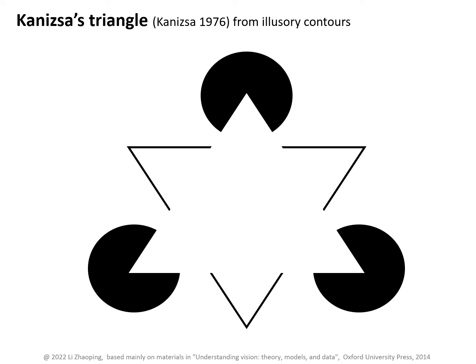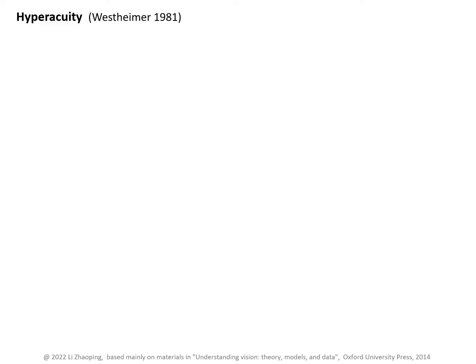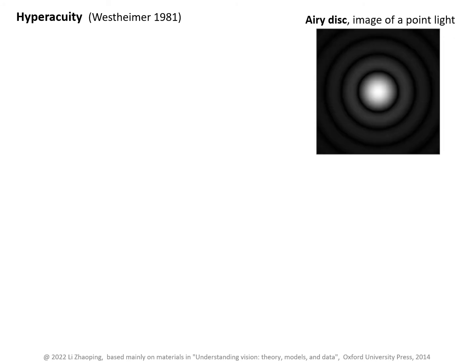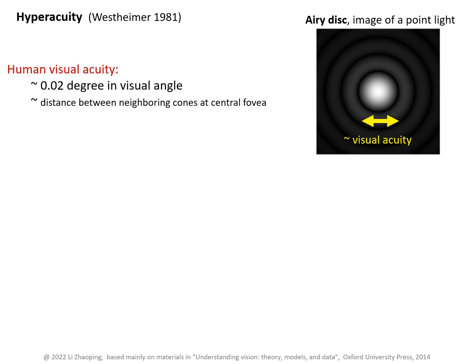A limited size of the pupil in a human eye and light diffraction mean that a point light cannot form a retinal image smaller than this area disc, and its size therefore limits the human visual acuity, and this size roughly matches the sampling spacing between neighboring photoreceptor cones at central fovea.